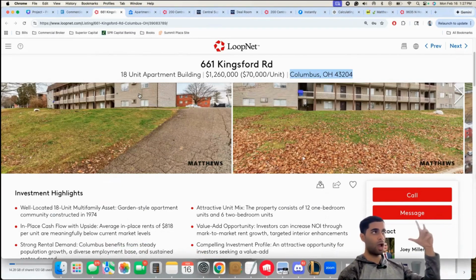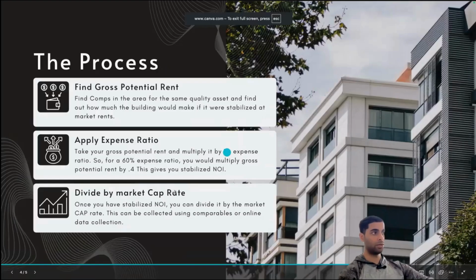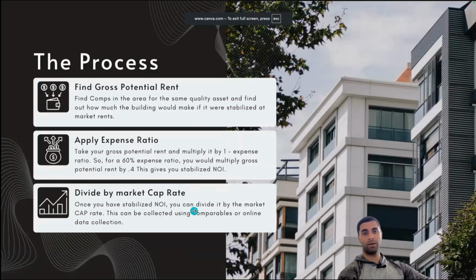So I hope this was clear enough, but it's simple. Find the stabilized revenue. How much is this thing going to be bringing per year once it's cleaned up and everyone's rented out at market? Apply an expense ratio to that, so multiply your gross potential rent times one minus your expense ratio, and then divide that by the market cap rate. The best way to find market cap rate is to find what apartment buildings in that area are selling for, or you can use the tool, which I'll link in the description below, to get an idea of what B class cap rates are.